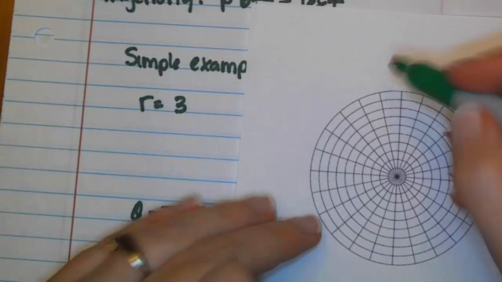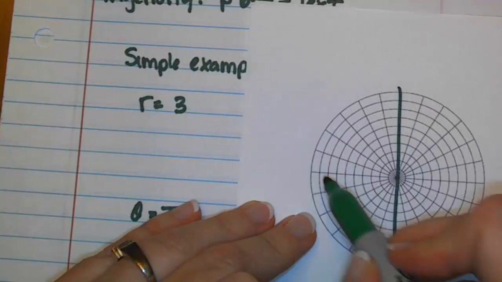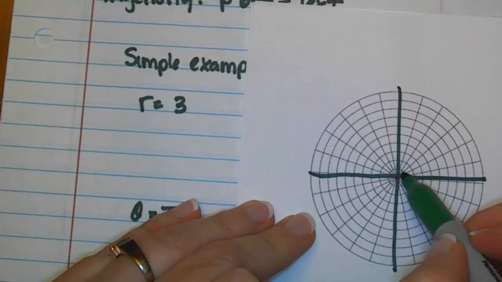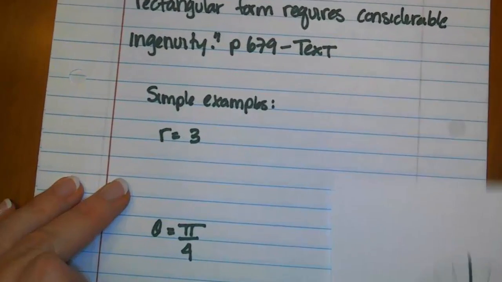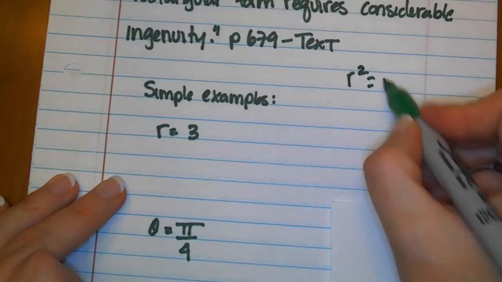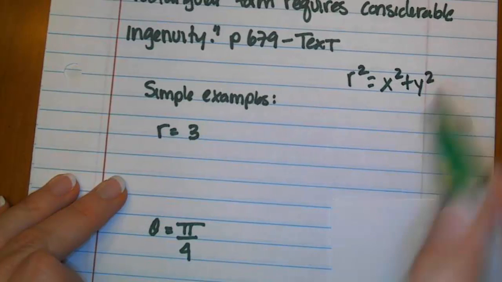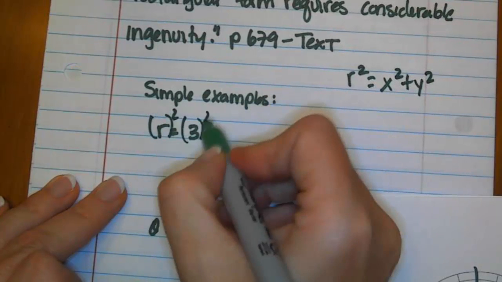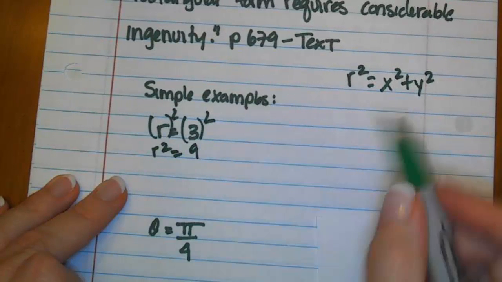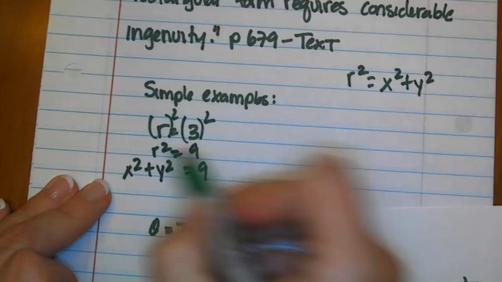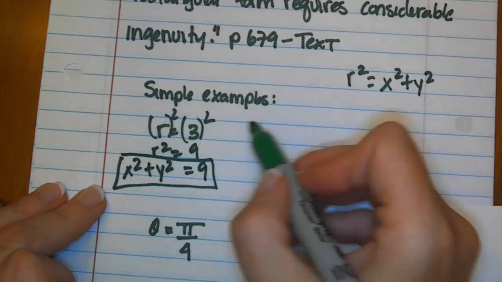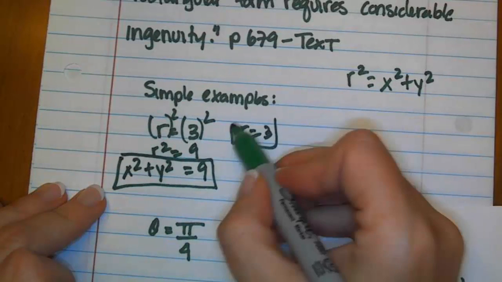r equals 3. If we look at this in terms of its polar representation, if this is my axis, I would just highlight the third concentric circle. Well, remember we had talked about that r squared is equal to x squared plus y squared. So if I square both sides, r squared is equal to 9, and then I can substitute in x squared plus y squared for r squared equals 9, and now I have converted the polar equation r equals 3 back to rectangular.